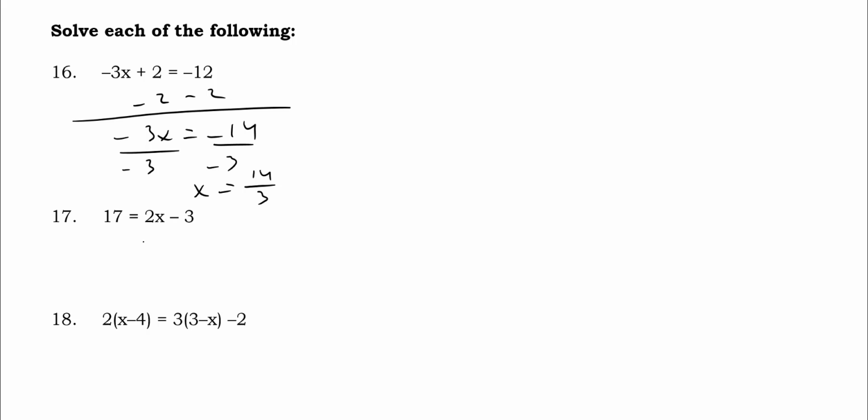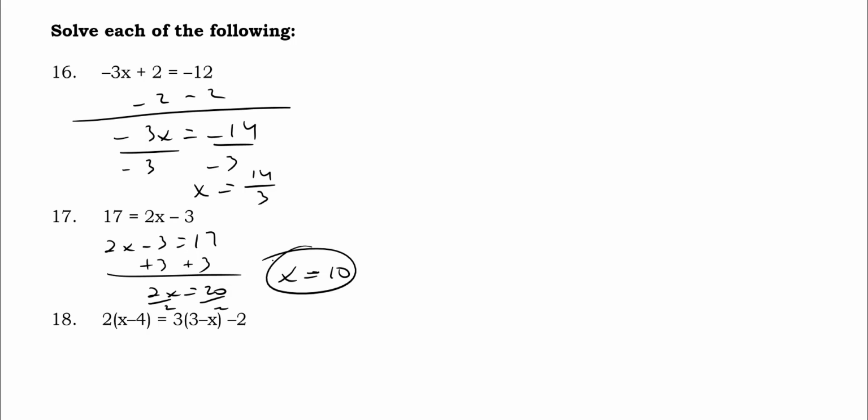Okay, this one, I'm going to move it. I like having 2x minus 3 equals 17. The variable is on the left side, so I'm going to add 3 to both sides. So 2x equals 20, divide by 2. X equals 10.